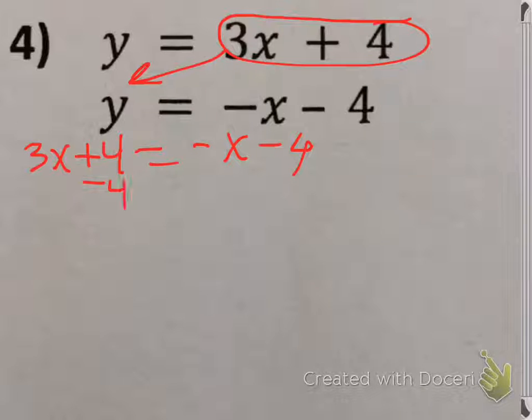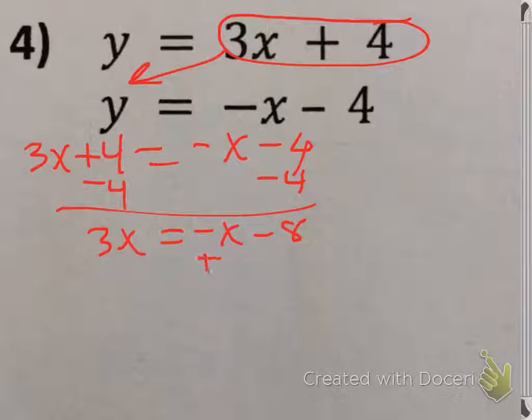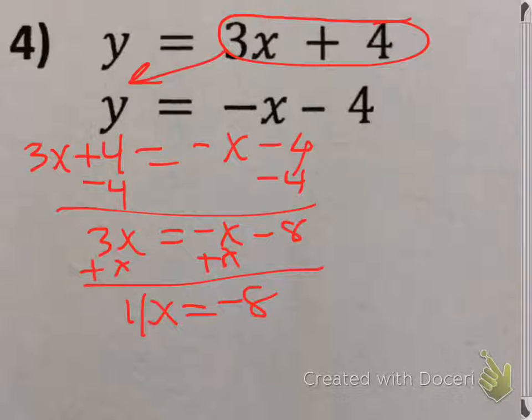I'm going to subtract 4 to the other side. And I have 3x equals negative x minus 8. I'm going to add the x over to the other side. So I get 4x equals a negative 8. And then divide both sides by 4. So my solution for x is x equals negative 2.